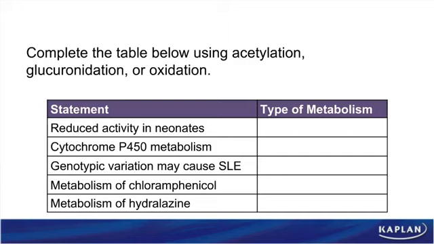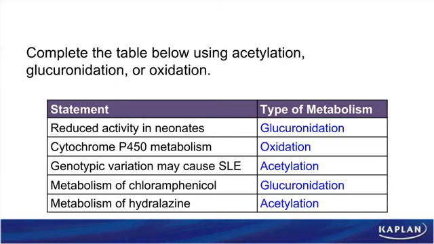Complete the table below using acetylation, glucuronidation, or oxidation for the following statements. Reduced activity in neonates, cytochrome P450 metabolism, genetic variation may cause SLE, metabolism of chloramphenicol, metabolism of hydralazine. You see reduced activity in neonates for their ability to glucuronidate drugs. This is because neonates have low levels of the enzyme glucuronidase. Cytochrome P450 metabolism is a phase 1 reaction involving oxidation. Genotypic variation leading to SLE happens in people who are slow acetylators, so acetylation, the phase 2 reaction, is important.